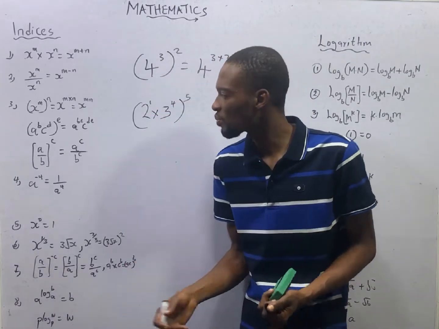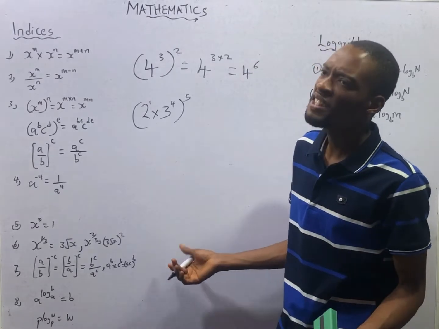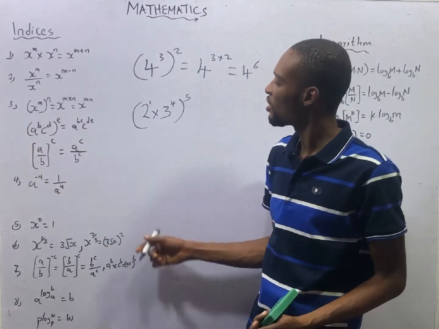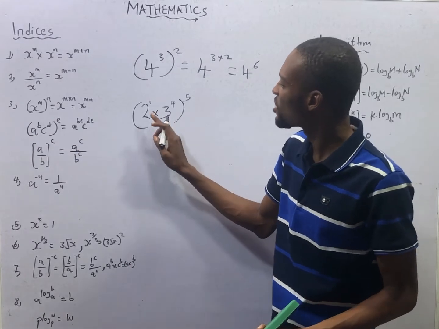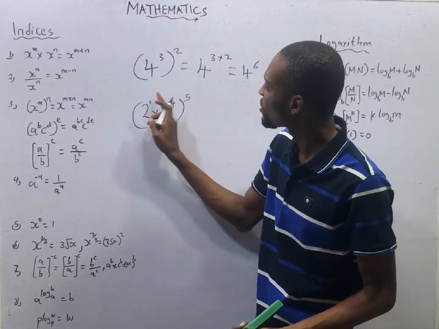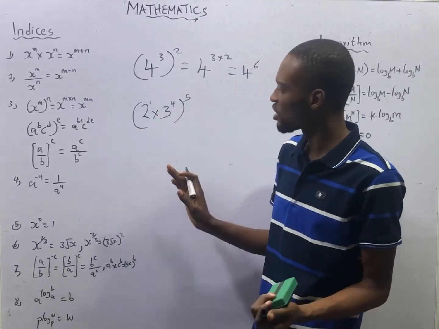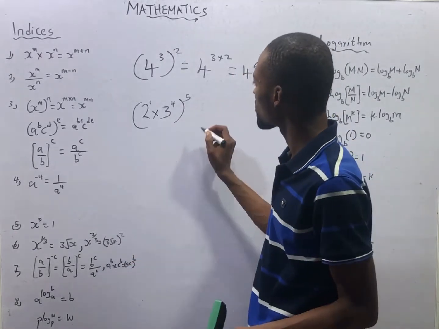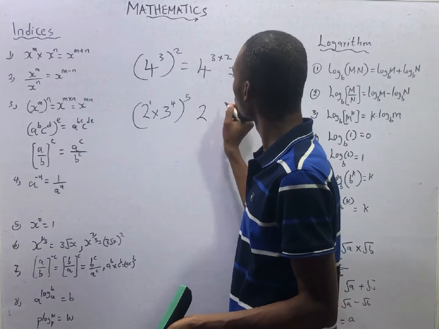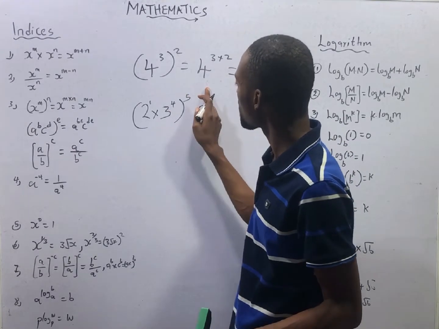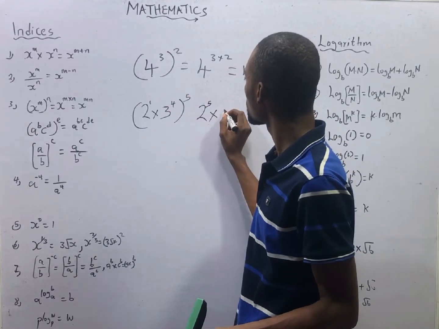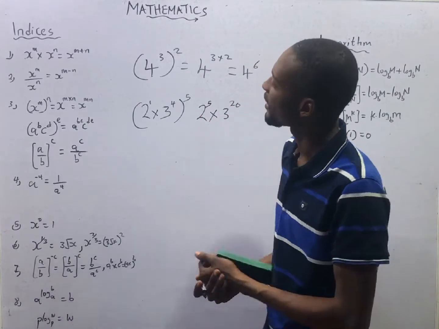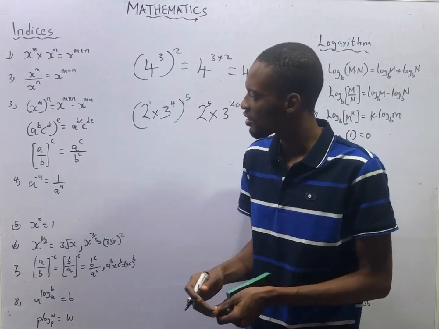What do you do? The law of indices is trying to tell you that as a bigger version of this, you can use the power outside here to multiply each of them. That is what indices is saying. What does that mean? This is the same thing as 2 raised to the power of 5, 1 times 5 is 5, times 3 raised to the power of 20. That is what indices is saying.